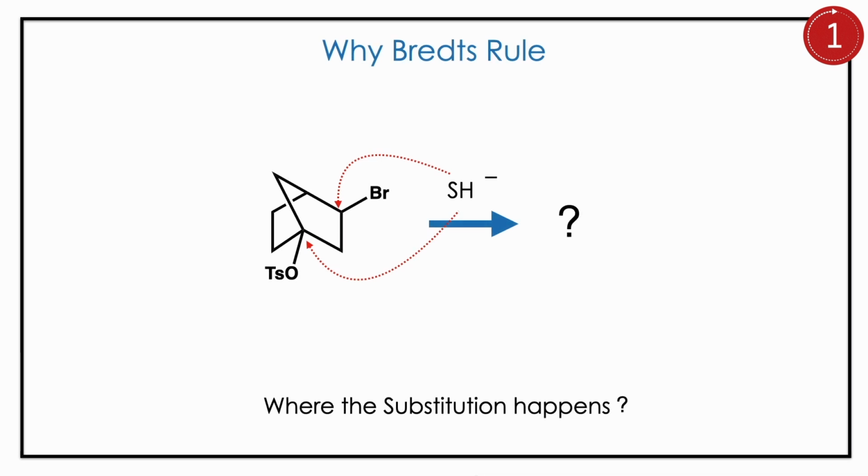Why Bredt's rule? Suppose you have a bridged structure, a bicyclocarbon, with leaving groups bromine and tosylate. You are using thiol as the nucleophile. Where will the thiol attack? The reason is Bredt's rule.